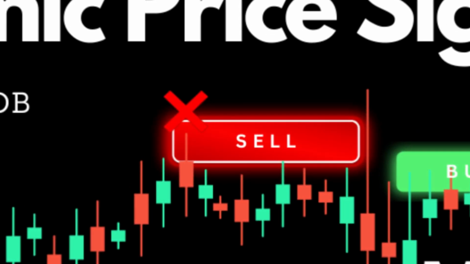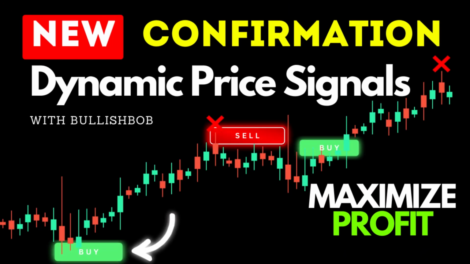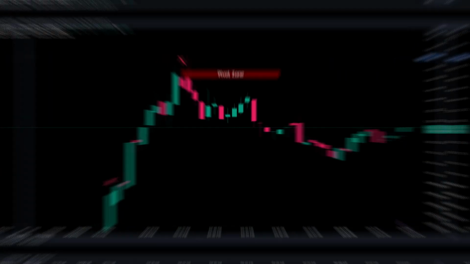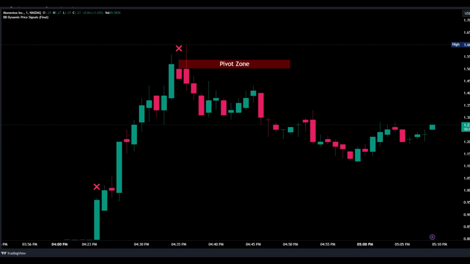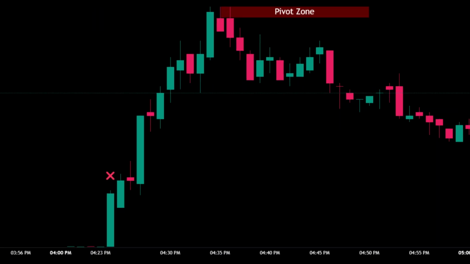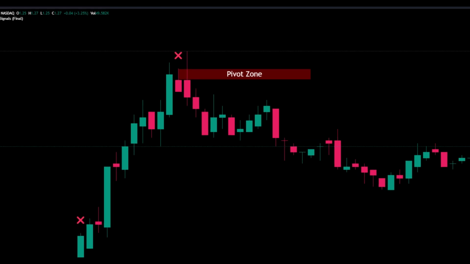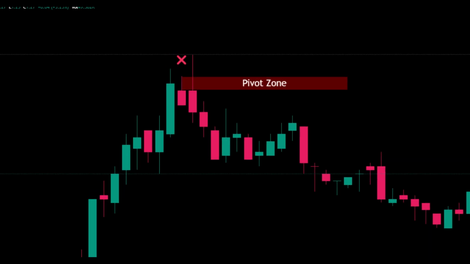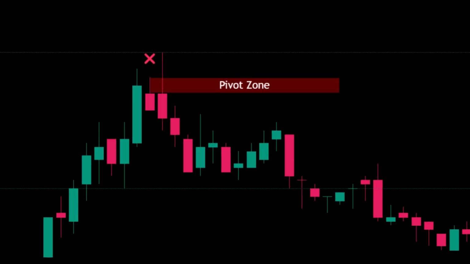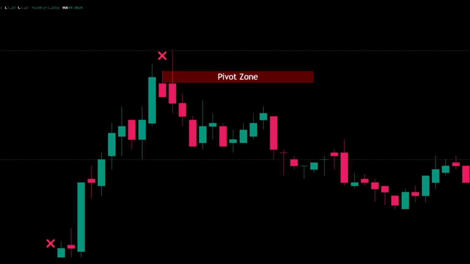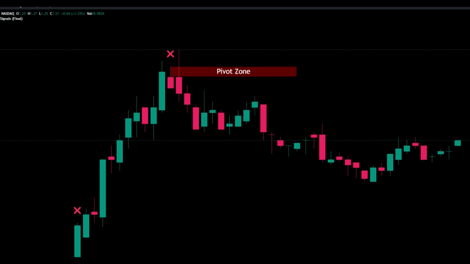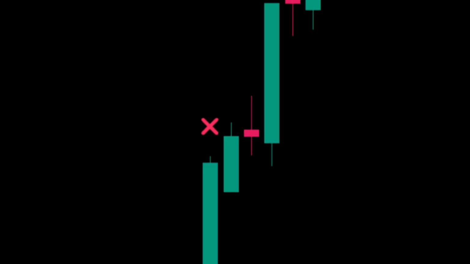New indicator available. BB Dynamic Price Signals was designed to extend those winning trades and maximize profit. Super simple to use for any level of trader. The main purpose for this highly formulated indicator is to identify key levels of interest using dynamic and historical data combined. This indicator will plot a red X above each candle when conditions have been met for spot-on signals.